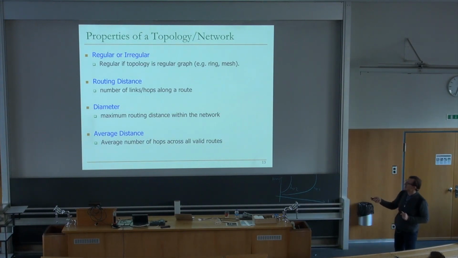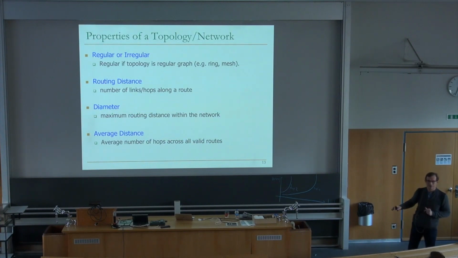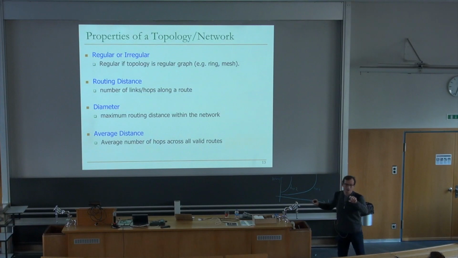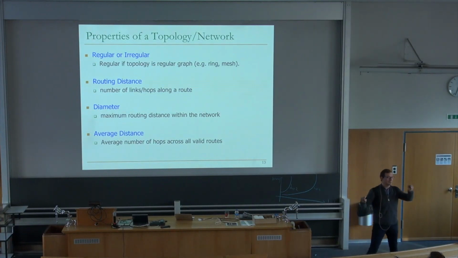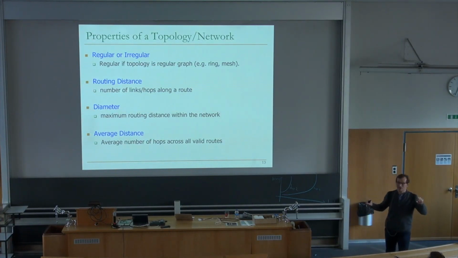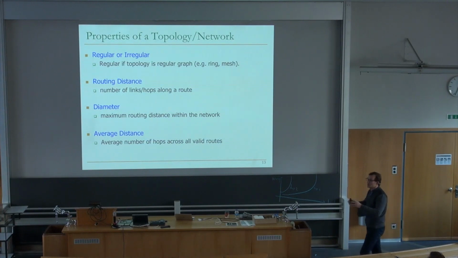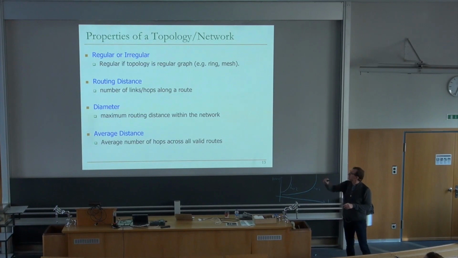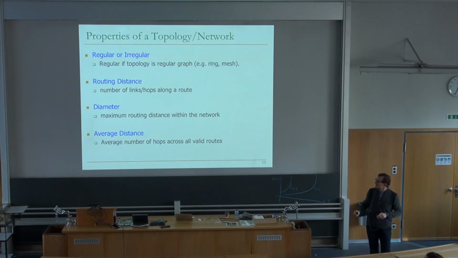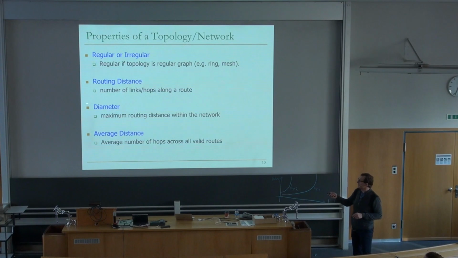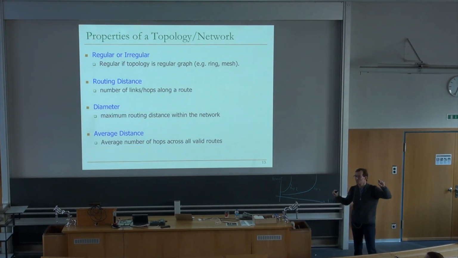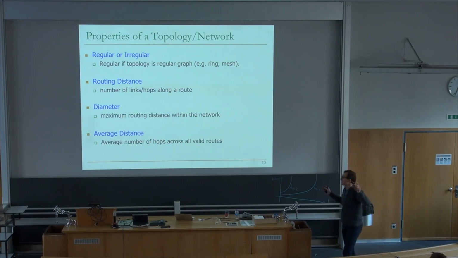Routing distance is the number of links or hops along a route. If you want to go from one node to another node, how many hops do you need to traverse to get from that source to destination? That's the routing distance. And of course, this is dependent on the route. Usually you have a maximum routing distance that has a special name. It's called diameter. It's essentially the maximum distance between any source and any destination in the network. It's called the diameter of the network.